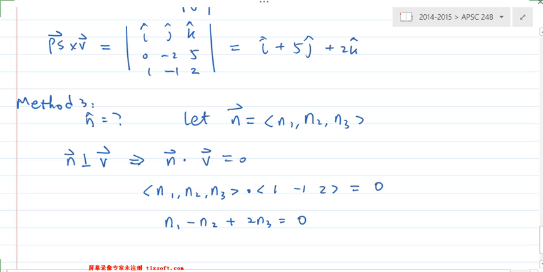How many variables? 3. How many equations? 1. So how many solutions? Infinite, right? You have one equation and 3 variables, so you have an infinite number of solutions. What does that mean? This is the line here, and this is the vector parallel to the line. Just based on this condition, the dot product equal to 0, you're trying to find a vector perpendicular to this line. That vector could be this way, this way, this way. So that's a plane.